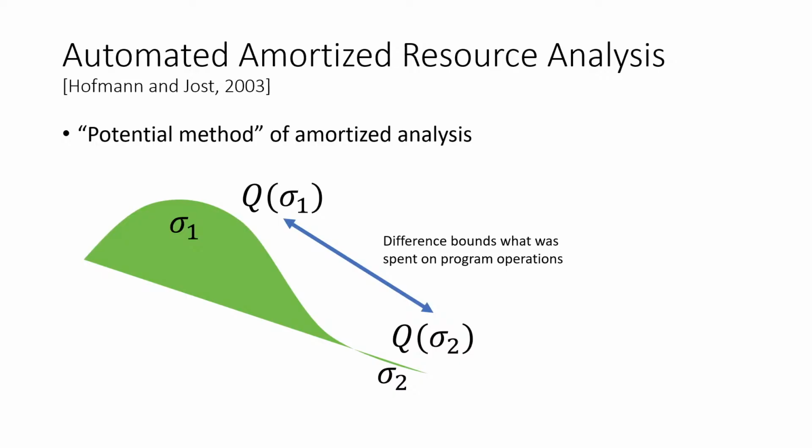And programs should tend toward lower potentials. So we run down this hill, and the difference in potential between the starting state and the ending state is what we've used to pay for all the operations that got us there. So that difference between the starting potential and the ending potential is a bound on the cost of executing the program.